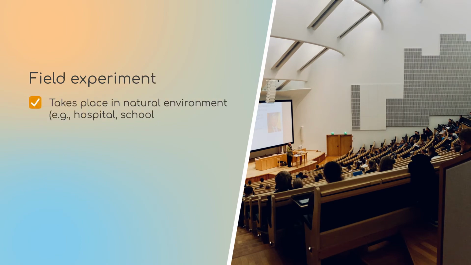The field experiment is characterized in particular by the fact that it takes place in a natural environment. These are often public places such as hospitals, schools, universities or department stores. The field experiment differs from a field study, which also takes place in the field, in that the researcher manipulates the independent variable and thus can compare different situations.